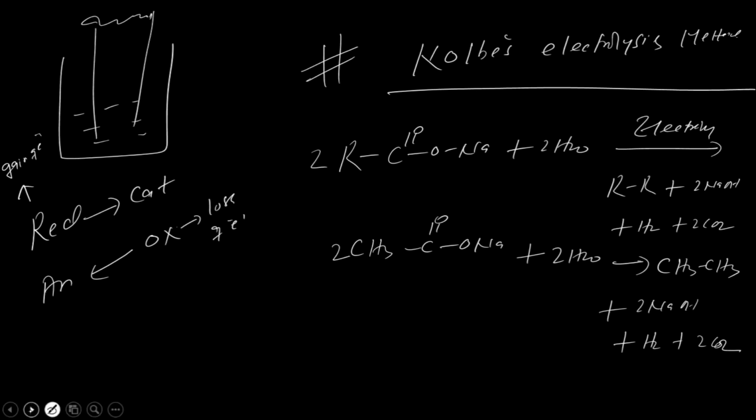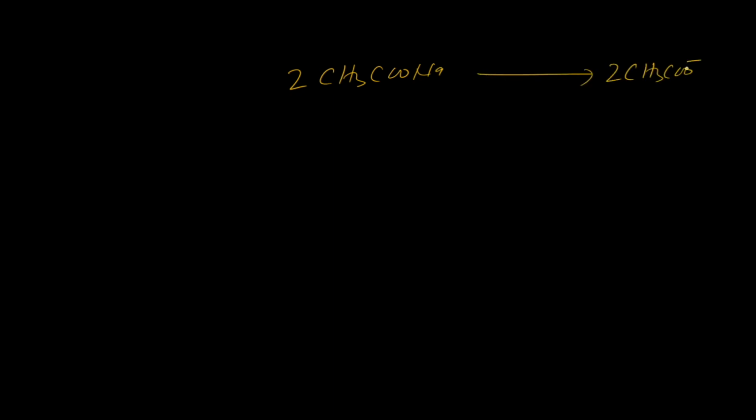So to see the mechanism, just move to the next. So how the reaction took place, have a look here. We take the sodium acetate, CH3COONa. It will get ionized into CH3COO minus plus Na plus. Now since water is also there, water will also get ionized to form H plus and OH minus.